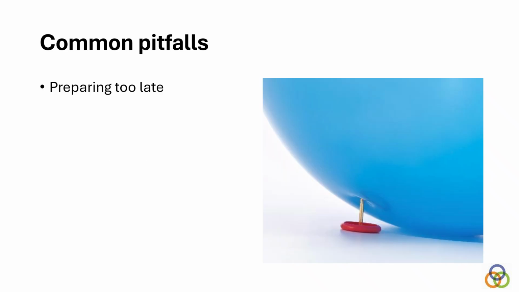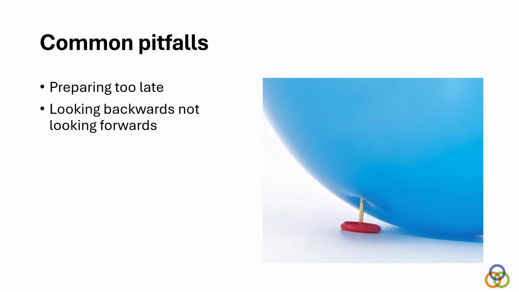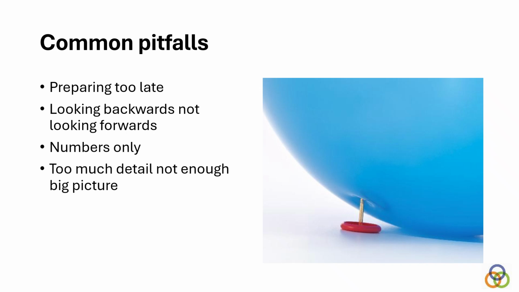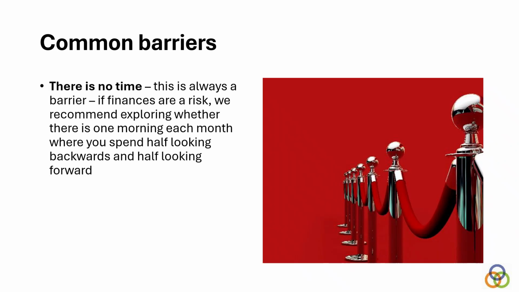What goes wrong? We prepare them too late. They're so late that the information is useless. They only look backwards. We don't have anything looking forwards. That's really unhelpful. We've only got numbers. There's no words. There's no pictures. No one can really understand them. Even if they're beautiful and brilliant, no one understands them. We've got to do them for the whole village. And there's too much detail. There's not enough big picture.